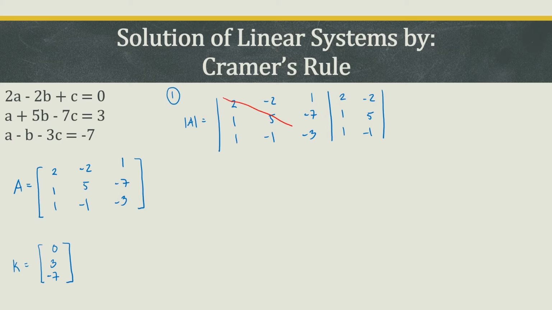So this is 2 times 5 times negative 3, which is negative 30. This, negative 2 times negative 7, is positive 14. 1 times 1 times negative 1 is negative 1. And then for the secondary diagonal, this is 1 times 5 times 1. This is positive 5. And then this is negative 14. And this is positive 6. Oh, this is positive 14. Sorry.